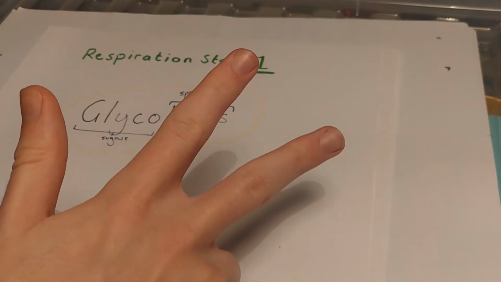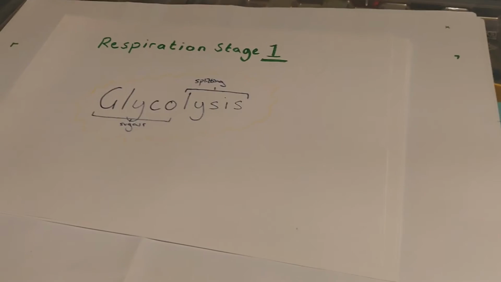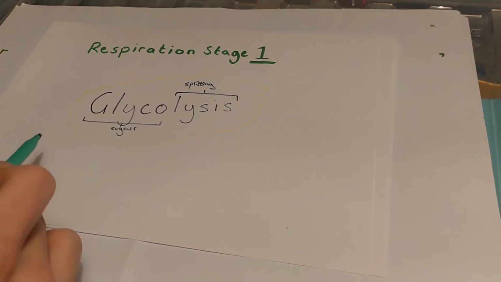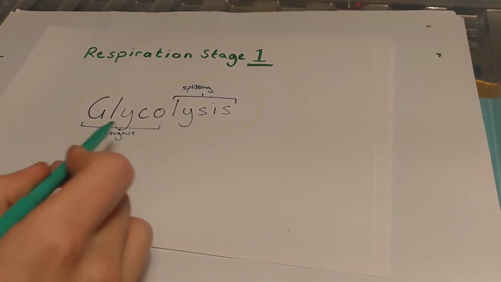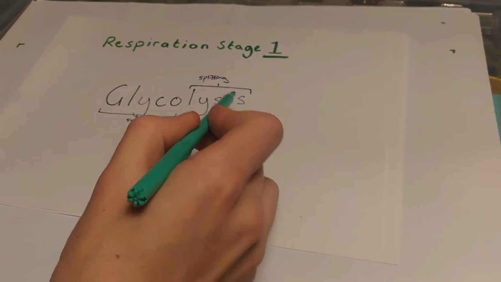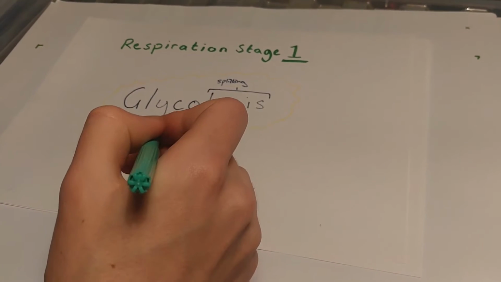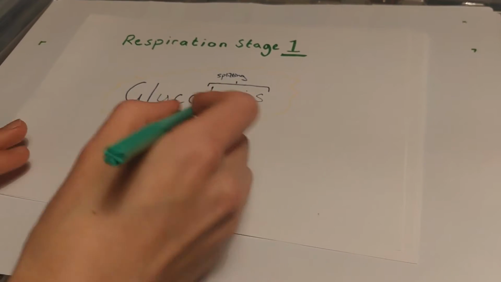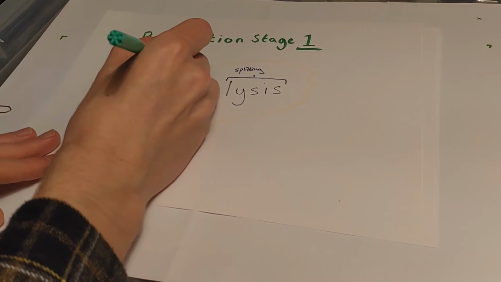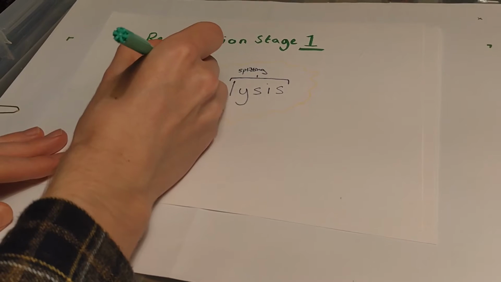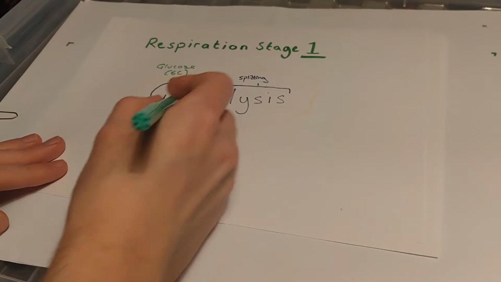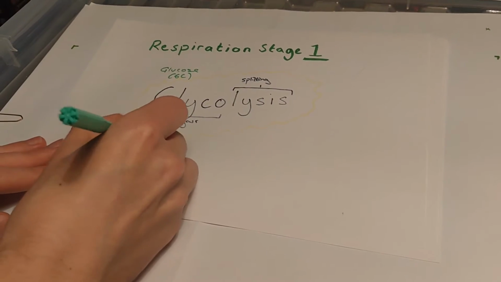So there are three main stages of aerobic respiration, and stage one is glycolysis. Glyco meaning sugar and lysis meaning splitting. So glycolysis is the splitting of sugar. And what happens in glycolysis is glucose, which has got 6 carbons in it, is turned into pyruvate.